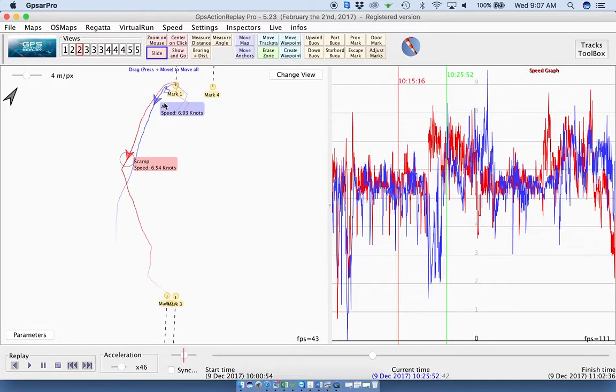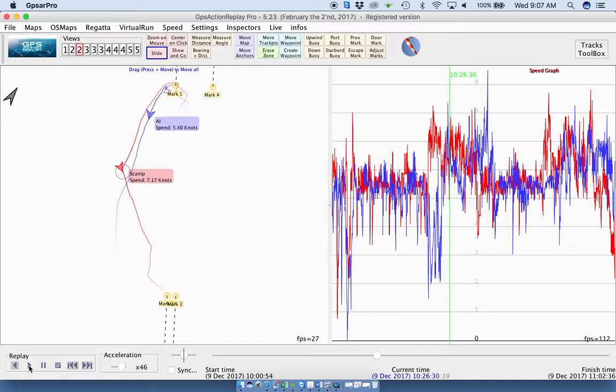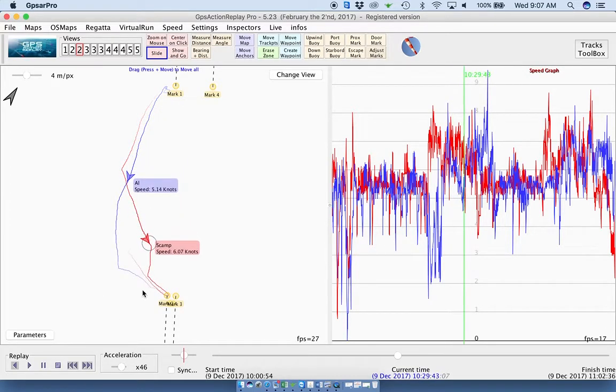It looks like Al's actually sailed a little bit lower than Scamp, which tells me that maybe he's in a little bit too deep of a low mode. So we want to keep an eye on that. Let's continue on here for a little bit and see what happens. Scamp jibes out. Looks like they're going to get a little header here.